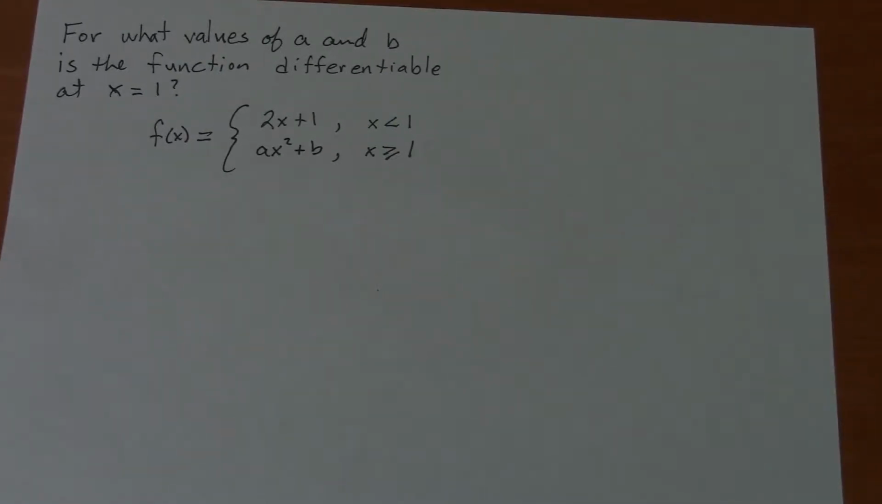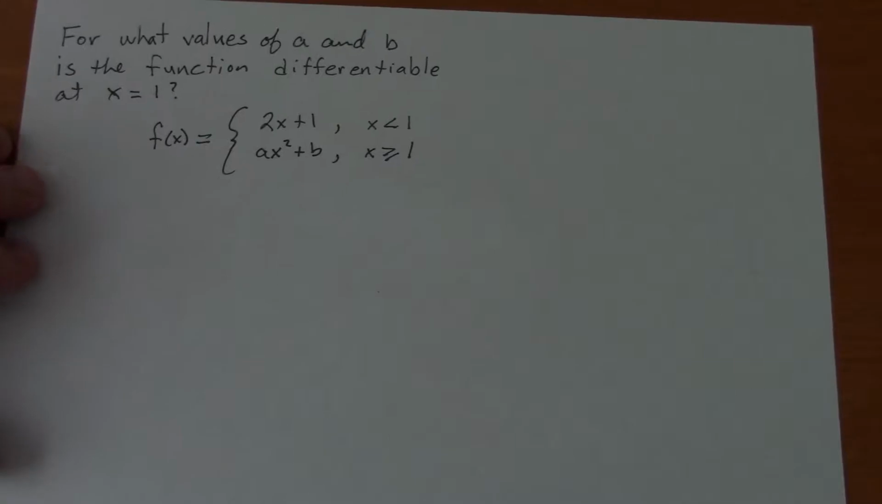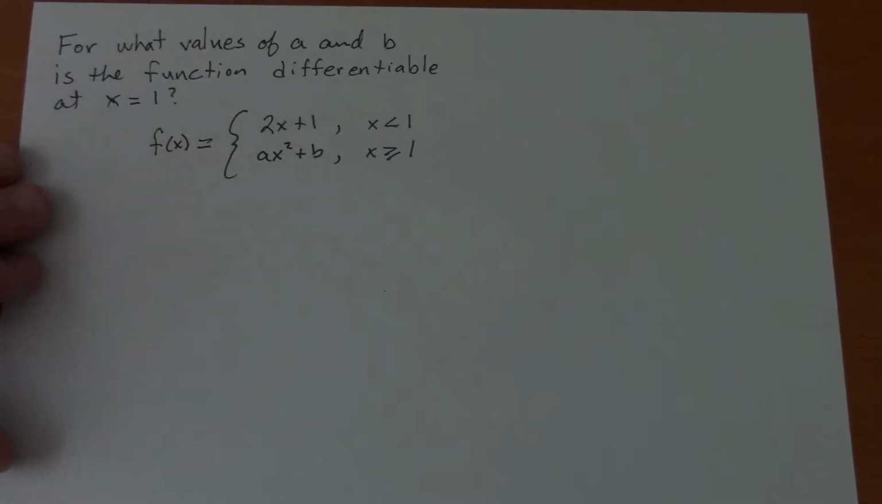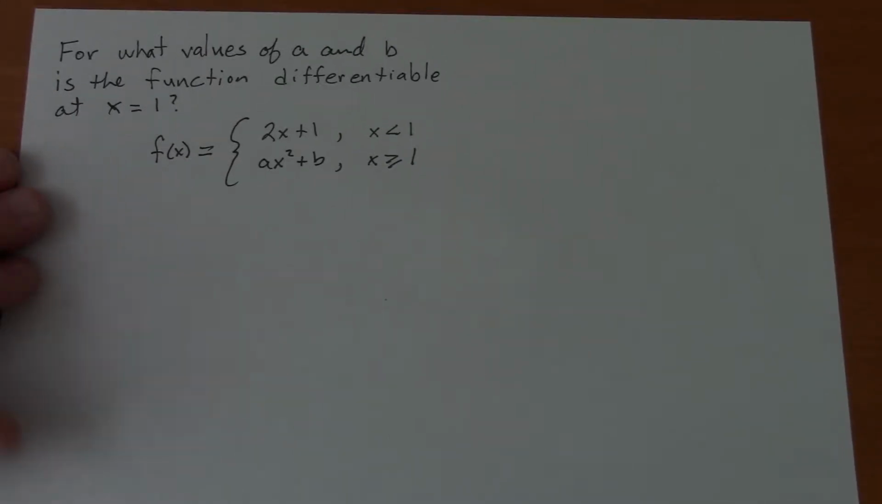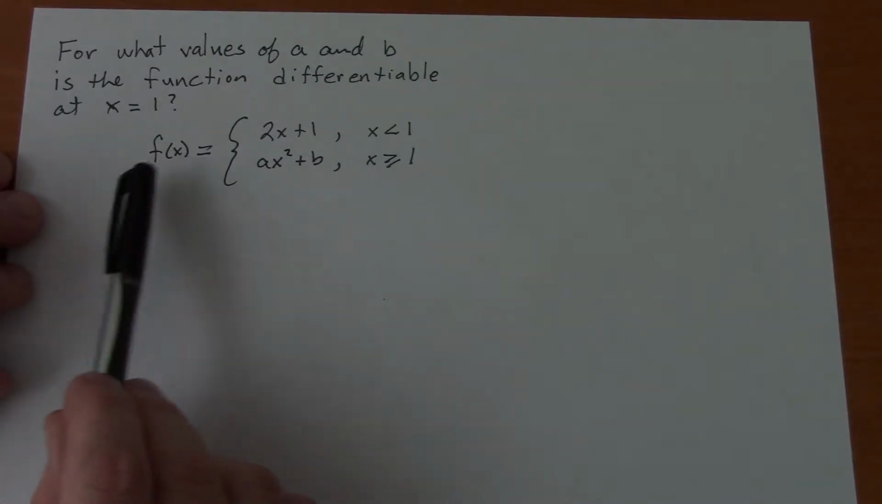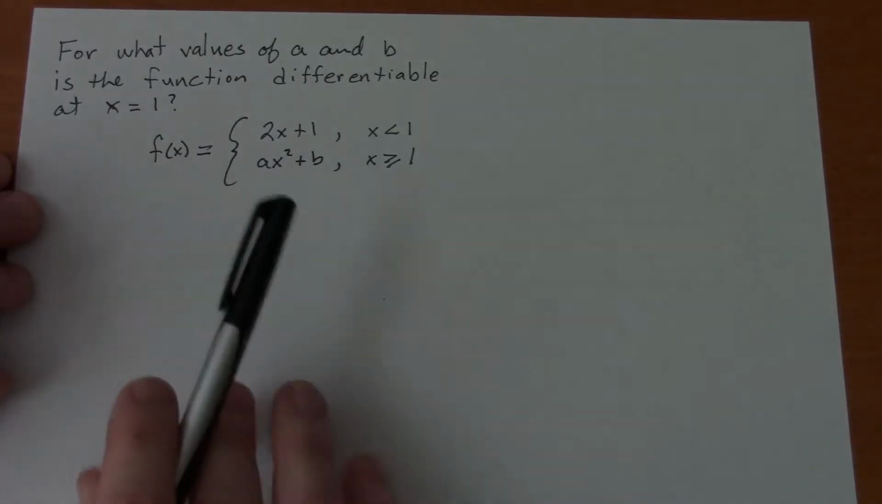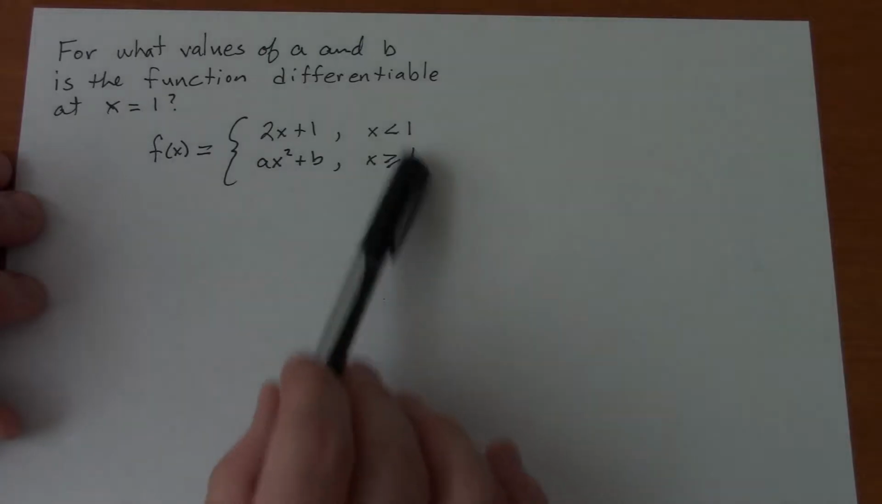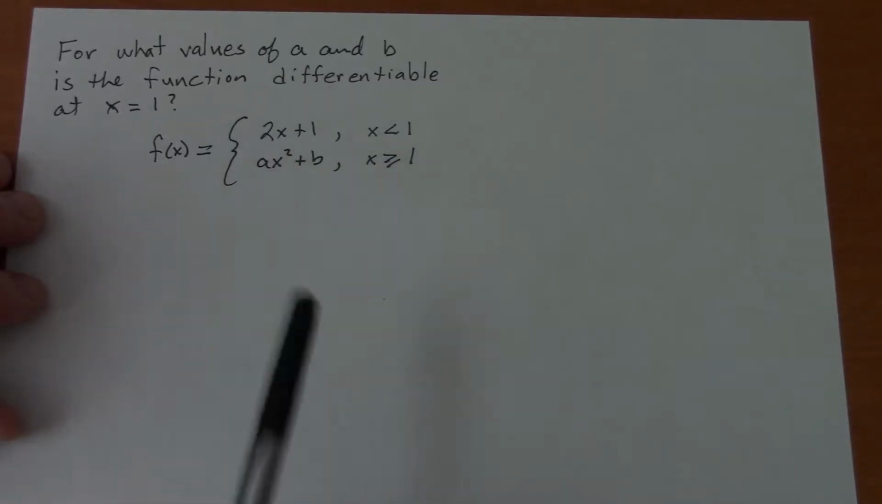Hi class. I don't have a title for this video, but it has to do with a problem that I've seen on several AP exams, and it usually involves some kind of piecewise function like this one. So, the question is, for what values of a and b is the function differentiable at x equals 1? And you can see 1 is where these two pieces split.